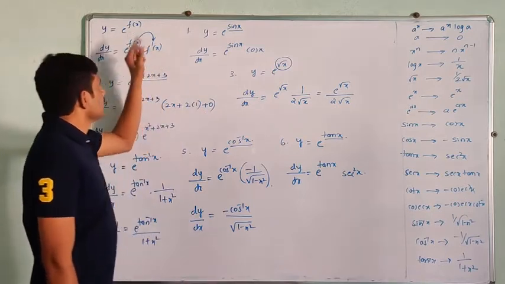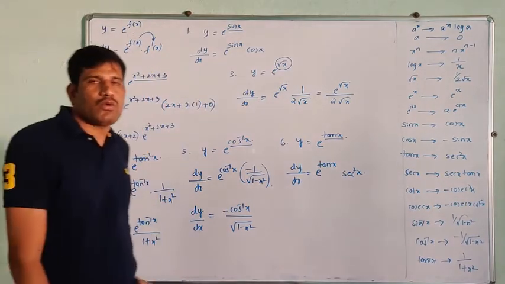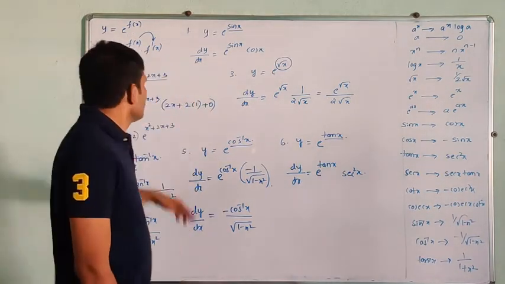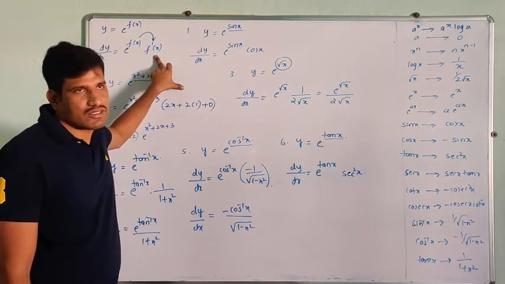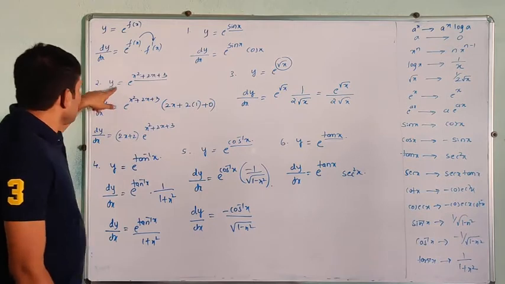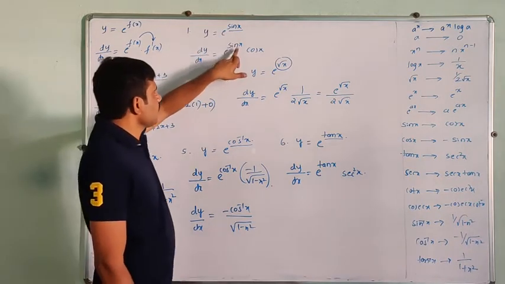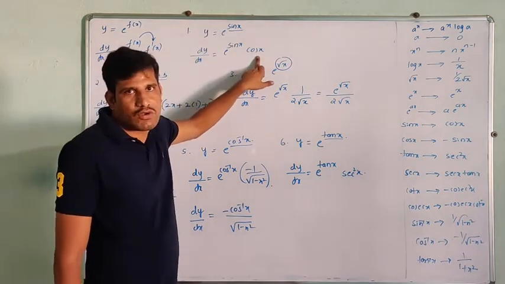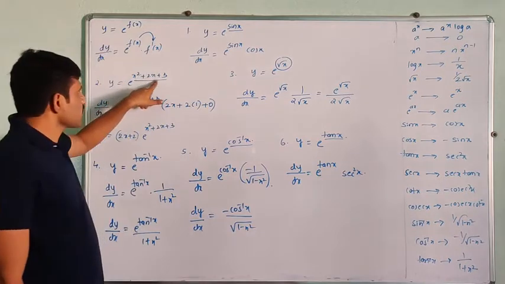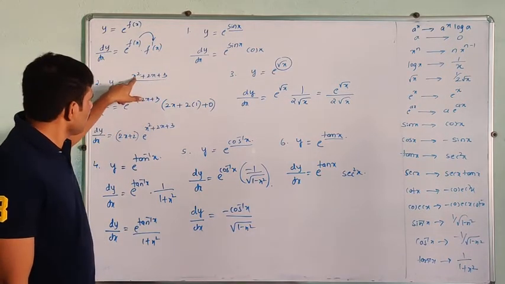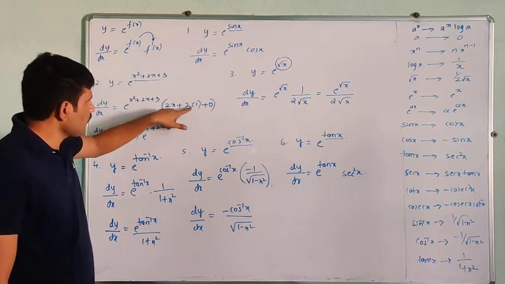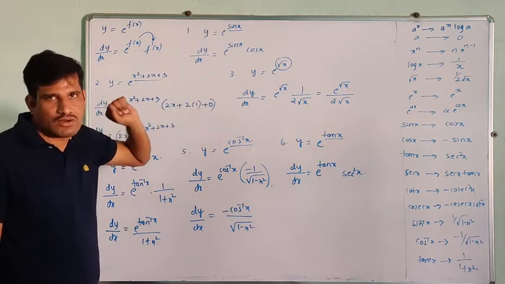When we have a function in the form y is equal to e power f of x, its derivative is e power f of x into f dash of x. So derivative of e power sin x is e power sin x into derivative of sin x, which is cos x. Derivative of e raised to x square plus 2x plus 3 is e raised to x square plus 2x plus 3 into derivative of x square is 2x, derivative of 2x is 2, derivative of 3 is 0.